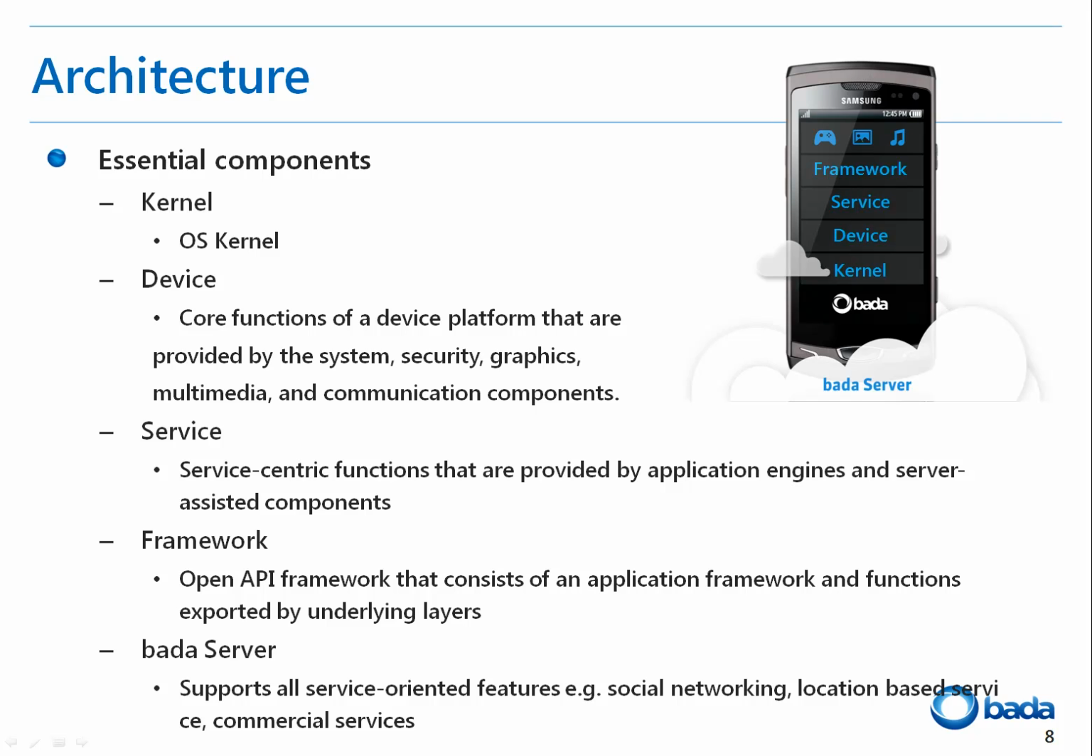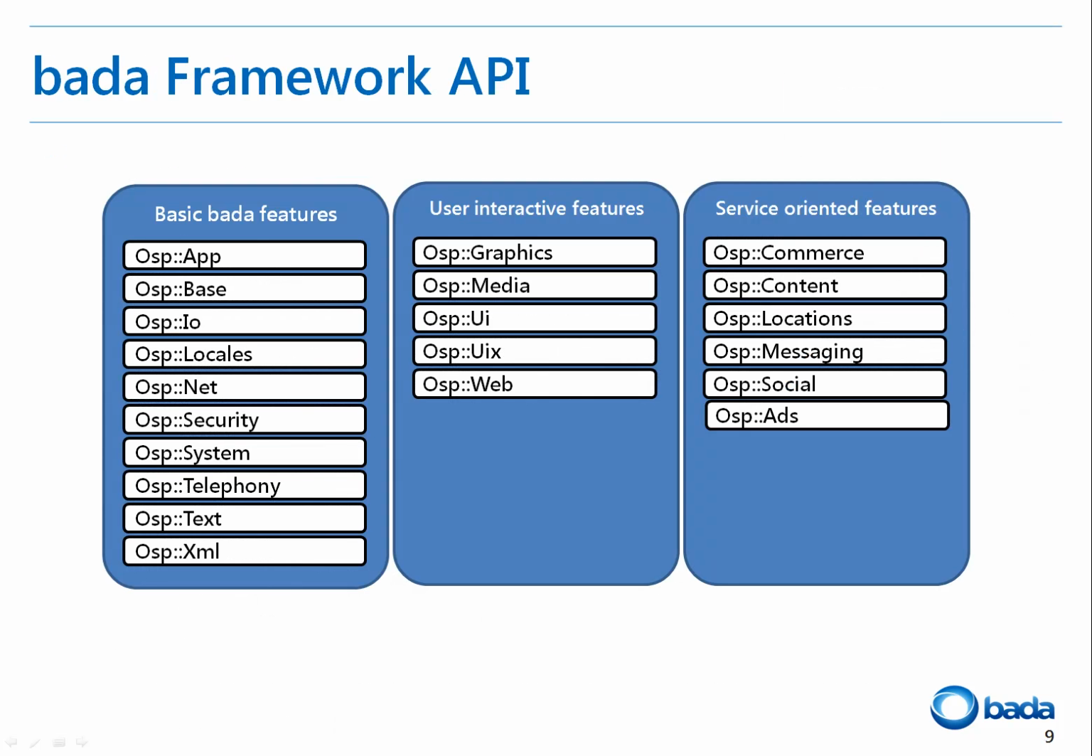The framework includes the C++ Open API that bada provides for application development and the functionalities exported from the underlying layers. Along with this, bada has server support for all the service-oriented features such as social networking, location-based services, and commerce services. Now, let's look into the bada framework API.